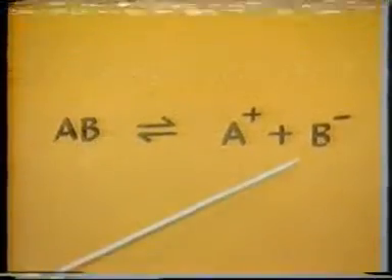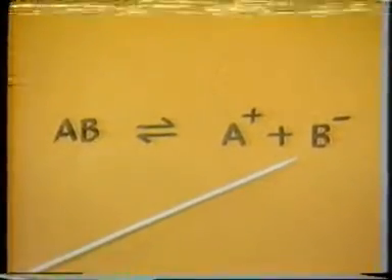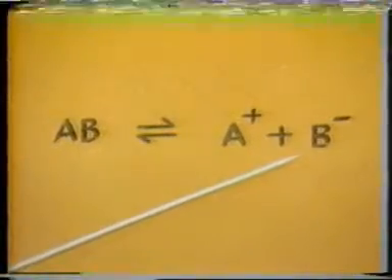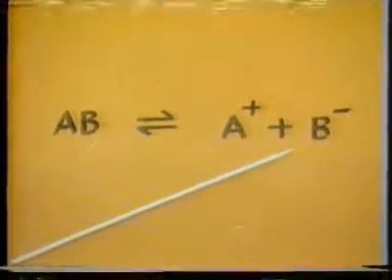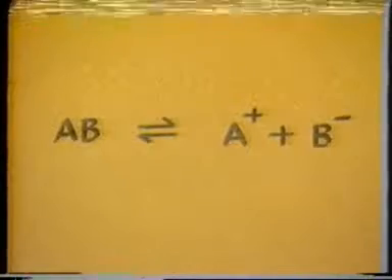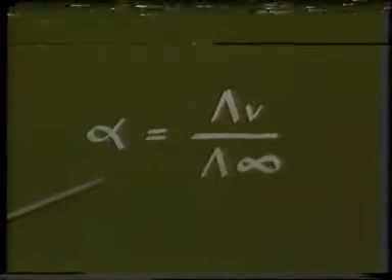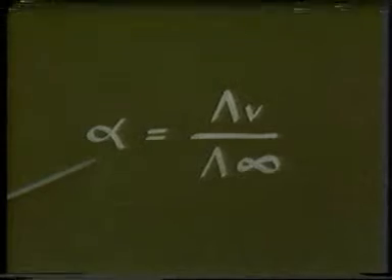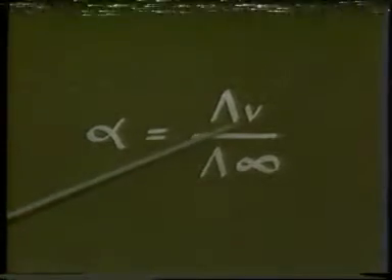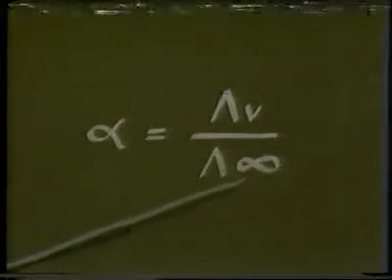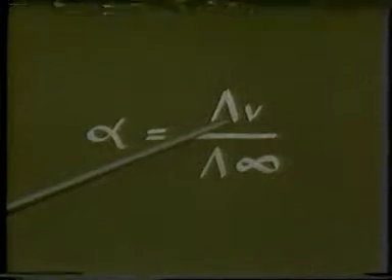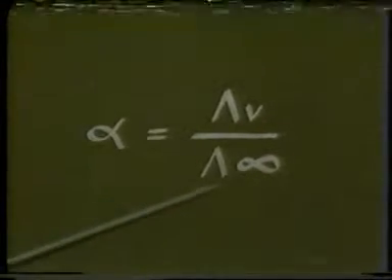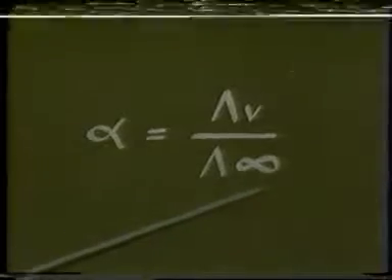The extent of dissociation is measured in terms of degree of dissociation. What is this degree of dissociation? To understand this, let us go to the mathematical expression for the degree of dissociation represented by alpha, which is equal to lambda v by lambda infinity. Lambda v is the equivalent conductivity at V liters, lambda infinity is the equivalent conductivity at infinite dilution.